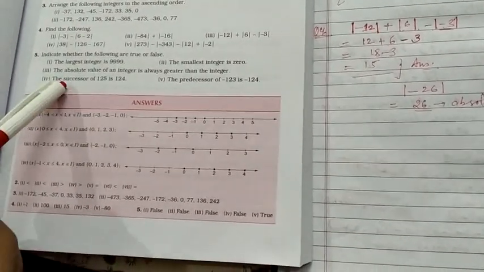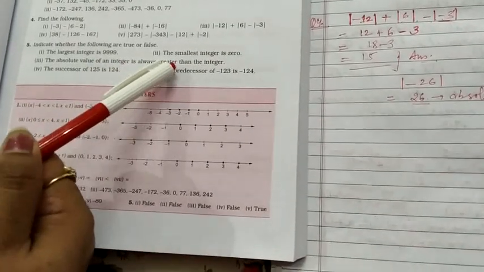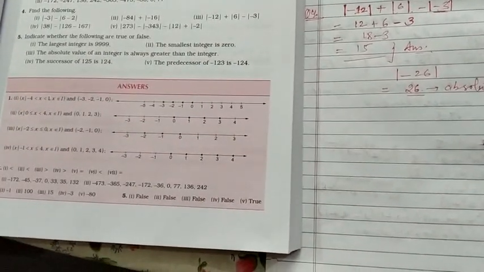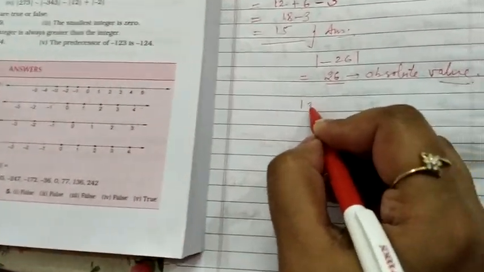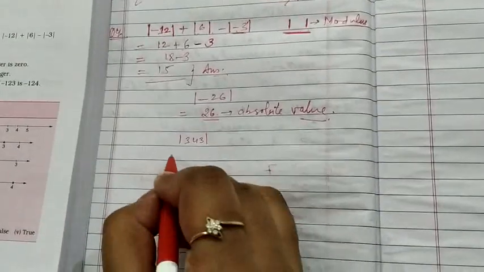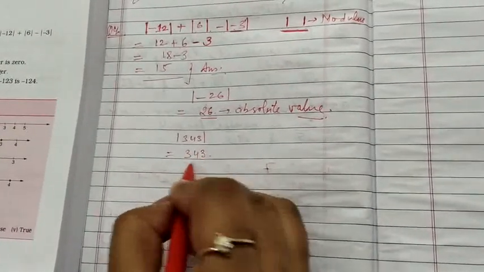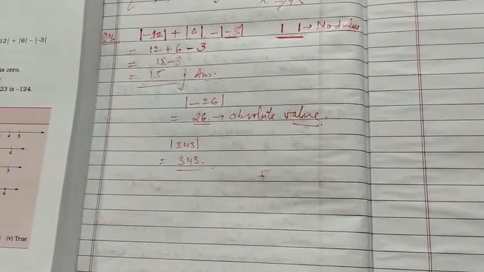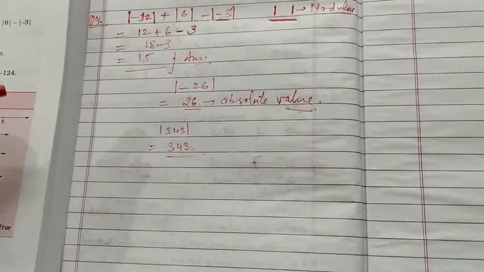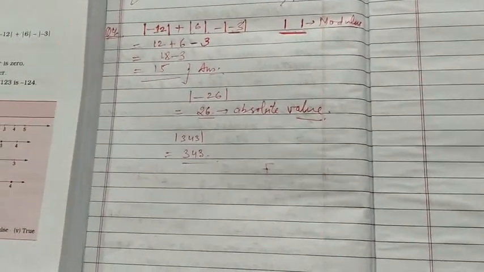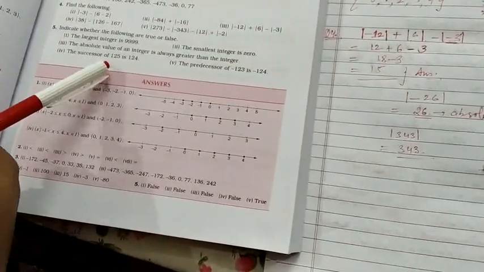Okay, so the absolute value of an integer is always greater than the integer. Means they are saying absolute value हमेशा बड़ी होती है integer से. For a negative integer you can say, but not for a positive integer. Suppose you have a greater number 343. इसकी absolute value क्या आएगी? 343 only. So can you say that it is greater? No, we can say that it is equal. So it is not necessary that it is always greater. So this is false.